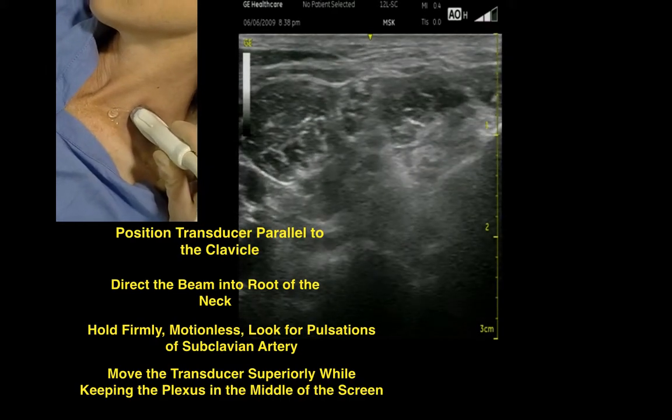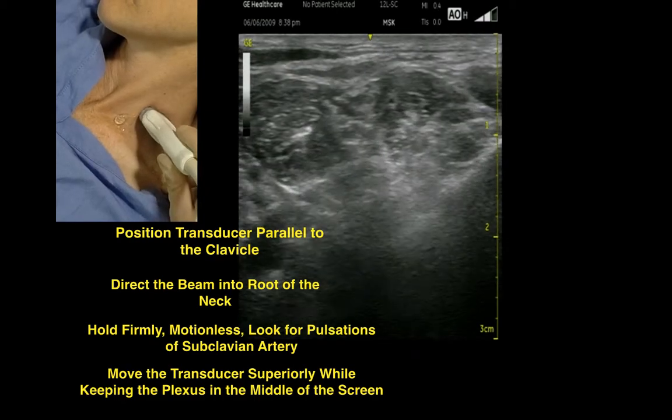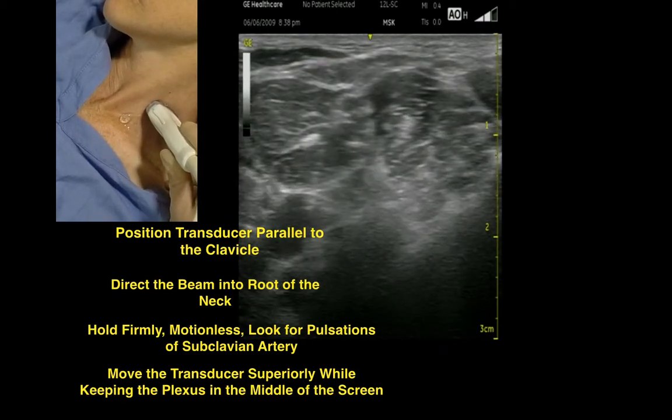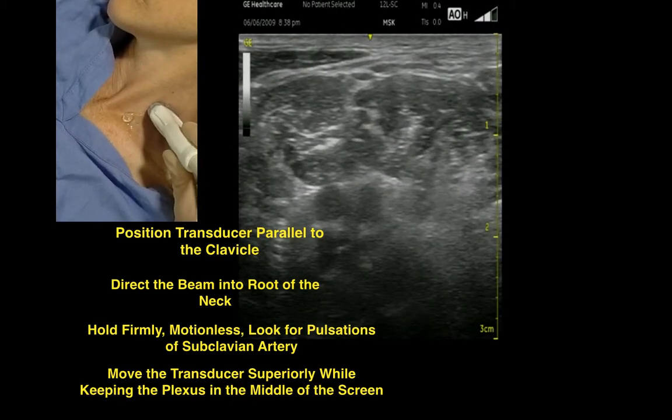The brachial plexus can be seen in a position that is posterior and superficial to the subclavian artery. The transducer is then moved superiorly while continuing to exert firm pressure on the transducer and maintaining the plexus in the center of the screen. The anterior scalene, middle scalene, and brachial plexus are readily visualized.